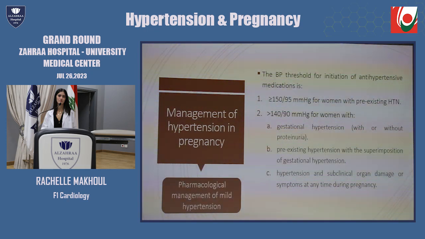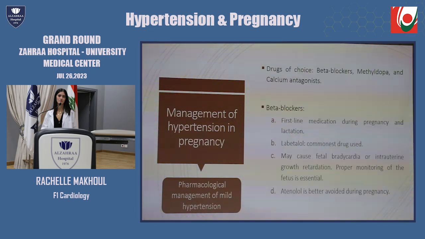The blood pressure threshold to initiate antihypertensive medication in mild hypertension is more than 150/95 in women with pre-existing hypertension. However, the threshold will be lower in women with gestational hypertension, pre-existing hypertension superimposed with gestation, or hypertension associated with any organ damage or symptoms, and the threshold will be more than 140/90.